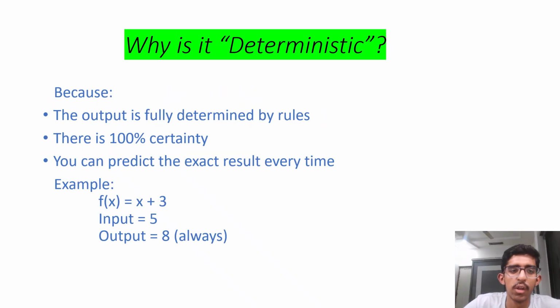Why is it deterministic? Because the output is fully determined by the rules. There is 100% certainty. You can predict the exact result every time. Example: f(x) = x + 3, input equal to 5, output equal to 8 always.